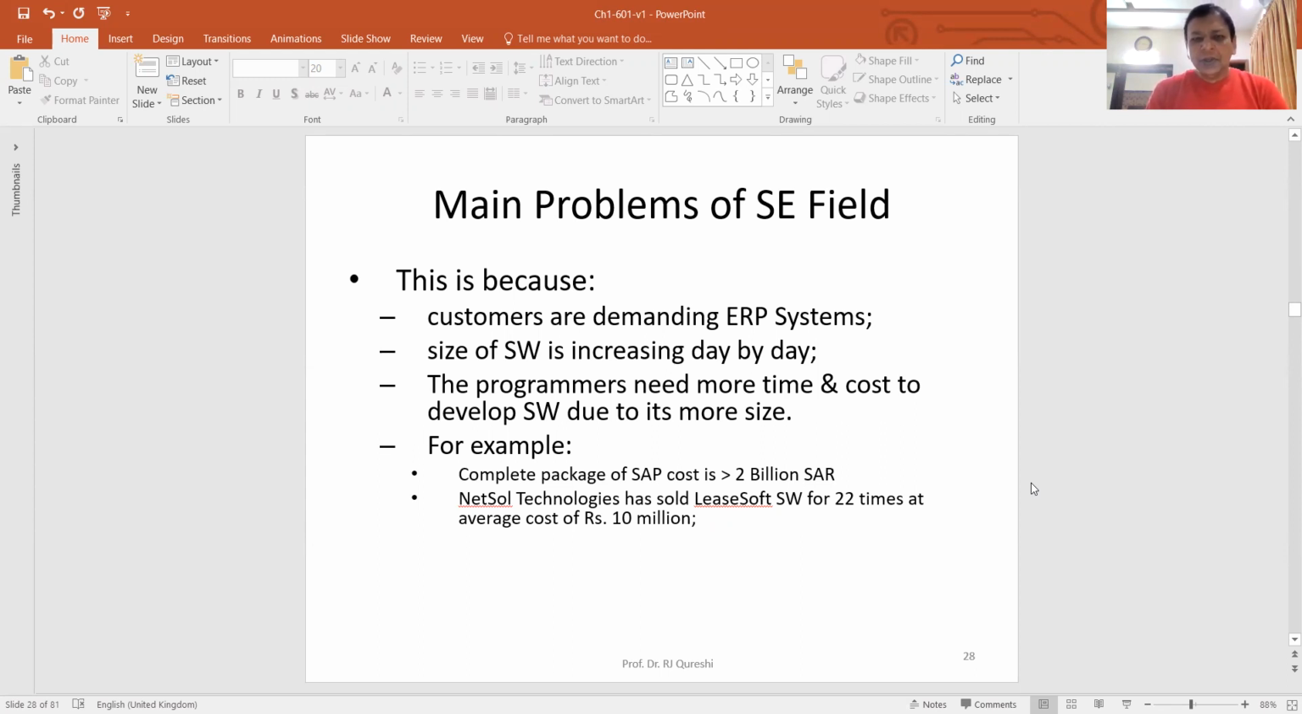Another problem is when you demand ERP or you demand large systems, the size of software is increasing day by day. When size increased, complexity increased. And because of that, the programmer needs more time, more cost to develop software due to its large size.